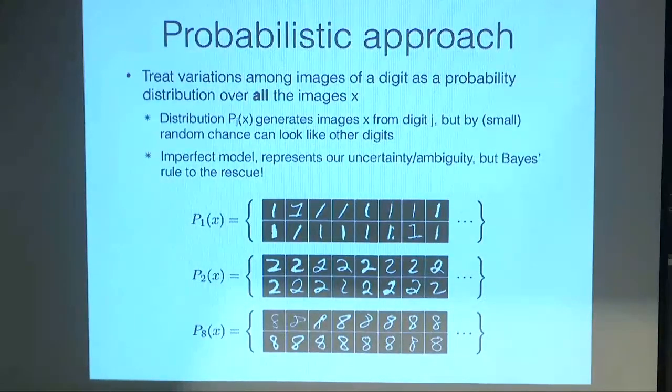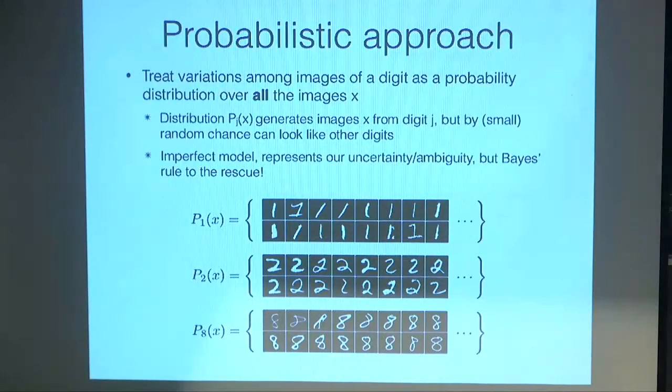What we will do here is take all these variations and say that we don't completely know how to characterize them, but let's treat them as a probability distribution among the images. For every digit, say digit 1, we have a distribution over all the images such that under this distribution, it's a lot more likely to generate the images that correspond to the digit 1. Similarly, we have a distribution P2 that's more likely to generate the images that correspond to the digit 2, and so on.